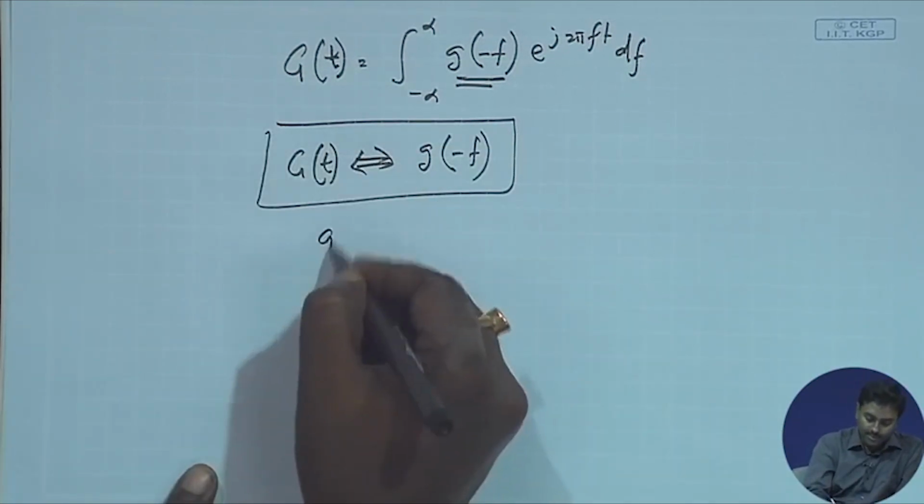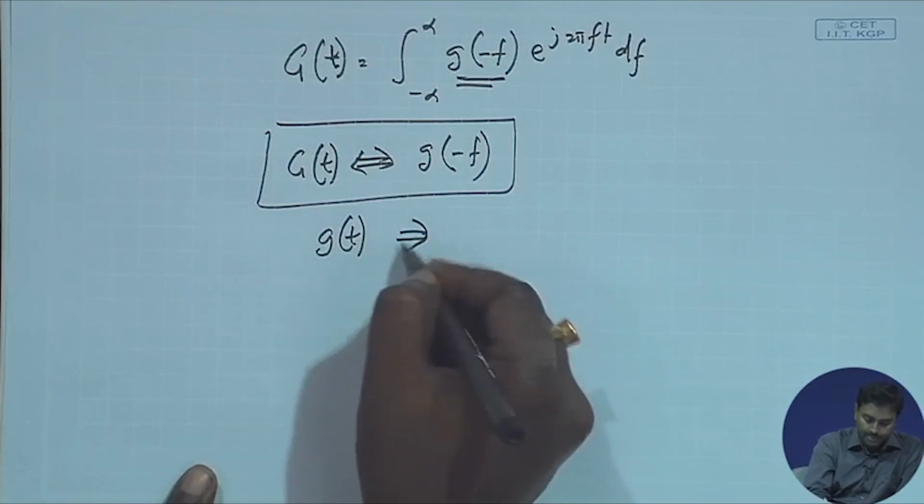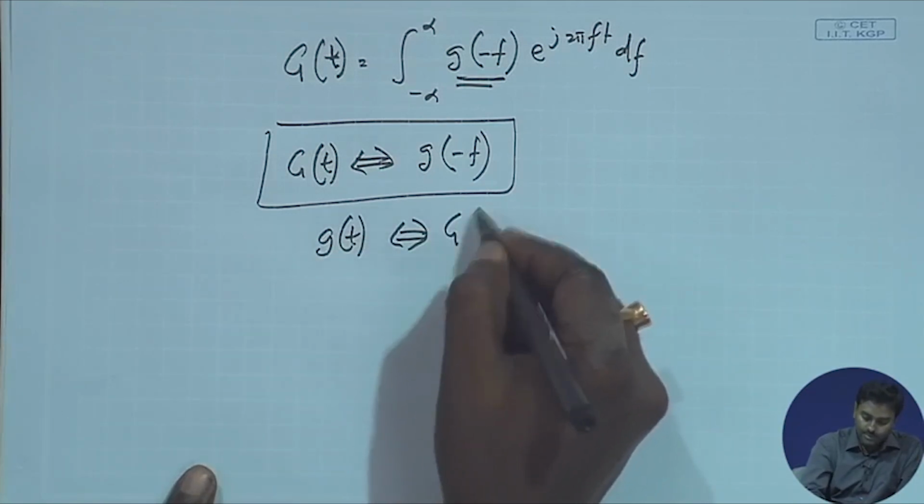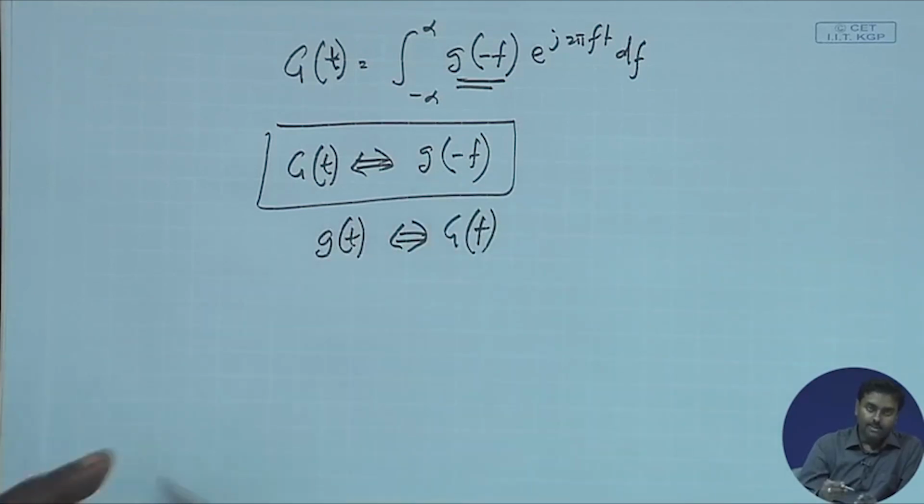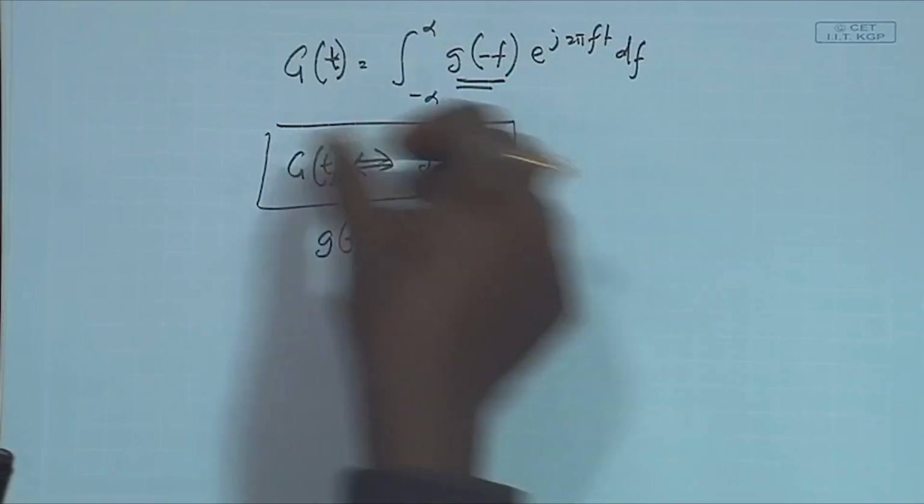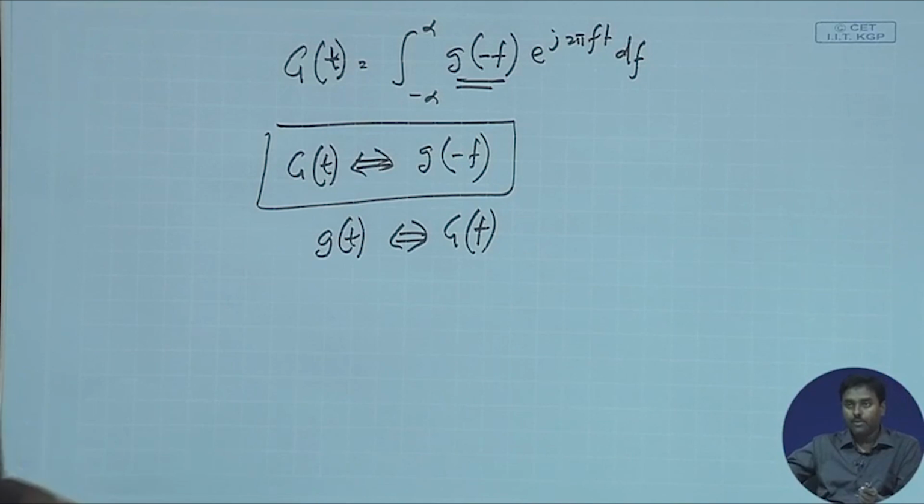So, basically we have started with a Fourier pair g t which has a Fourier transform of g f. Whatever time domain function I have got, if I represent it in the frequency domain, and then just take the negative of that, whatever frequency domain function I have, if I just represent it in the time domain, I will be getting that. So, that is called the duality of Fourier transform.